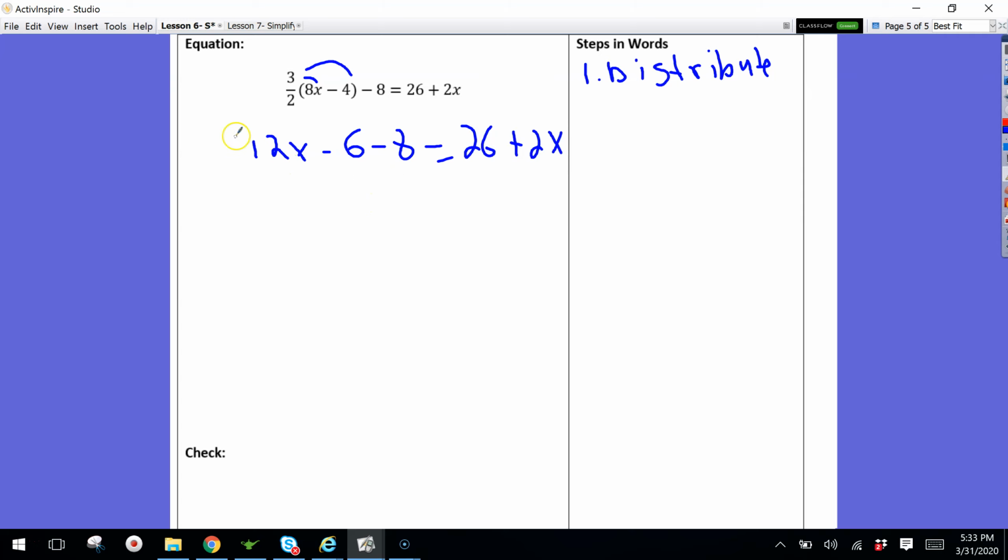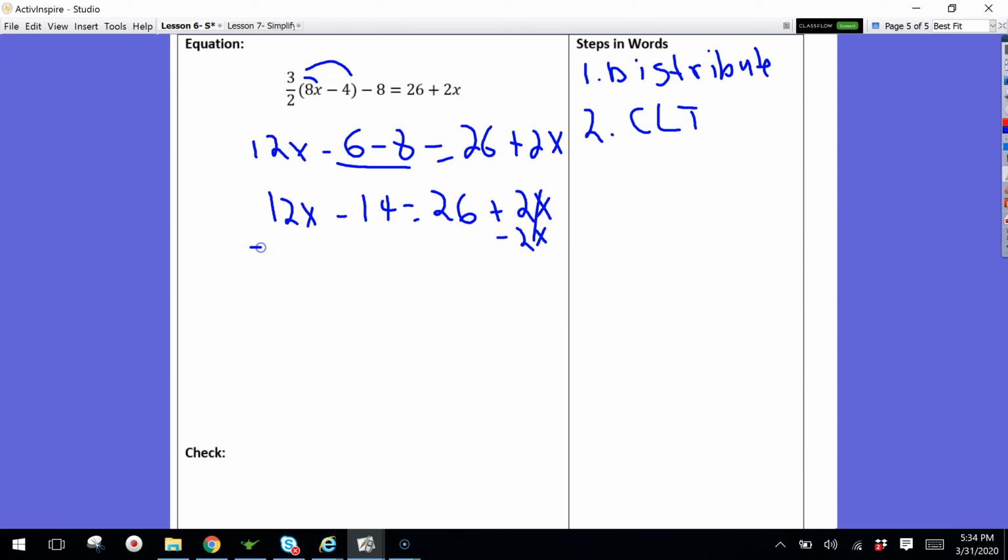Now we need to continue to simplify this by combining like terms. So I'm just going to write CLT here. So my constants here, they combine. So my 12, my 6, and my 8, they're going to combine to be negative 14. And so now I can go ahead and solve this out for x. And so here we need to move our x's over to one side. So I'm going to subtract 2x from both sides. So we're going to have 10x minus 14 equals 26.